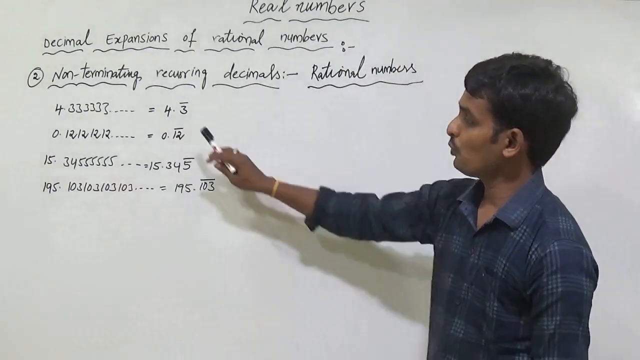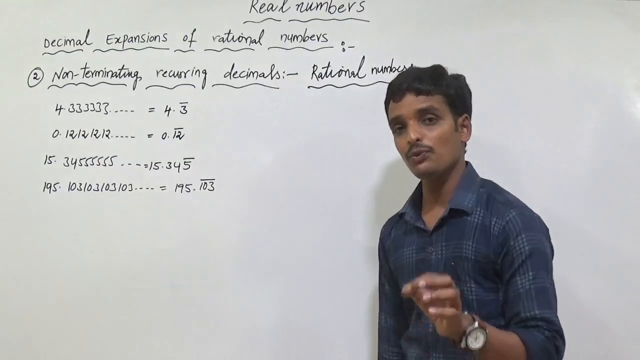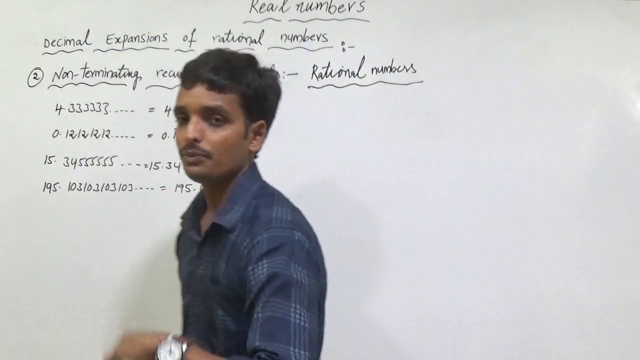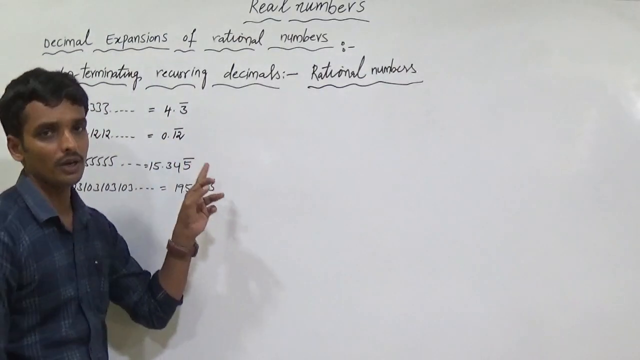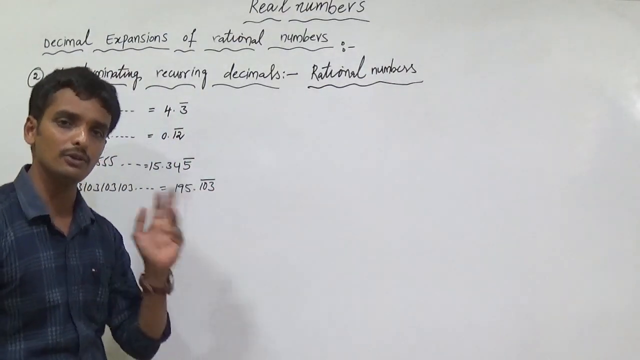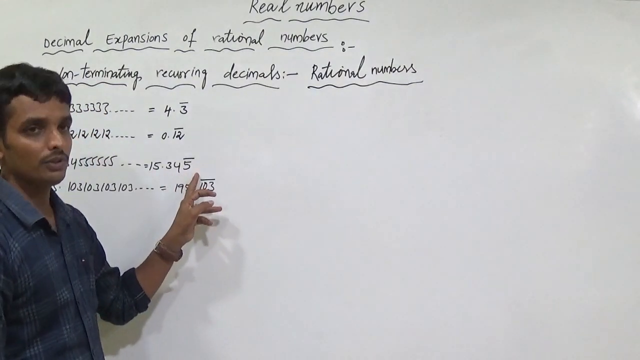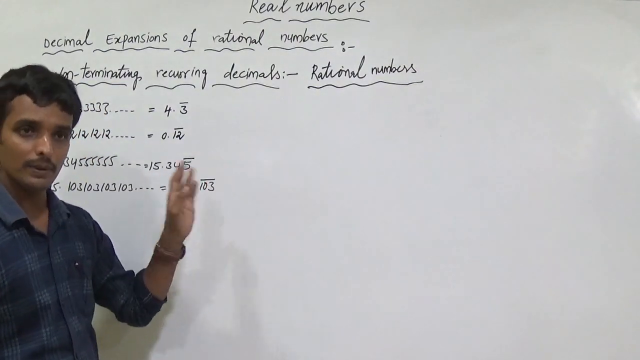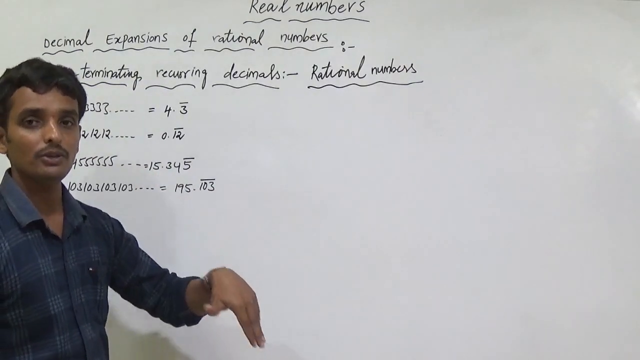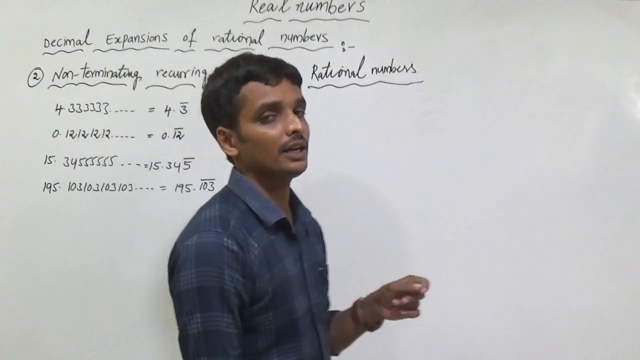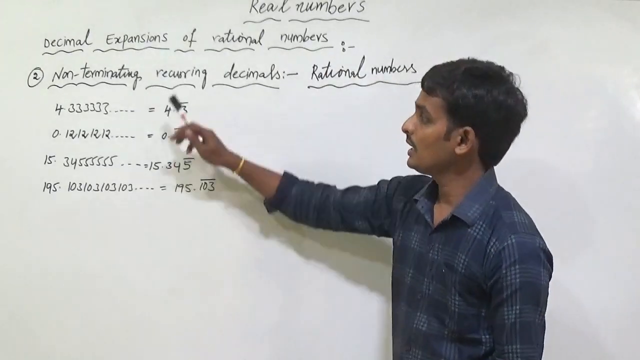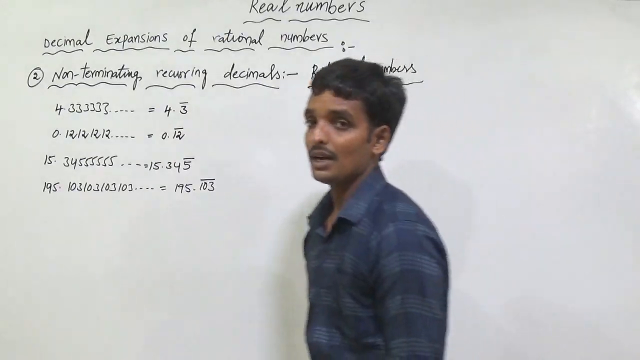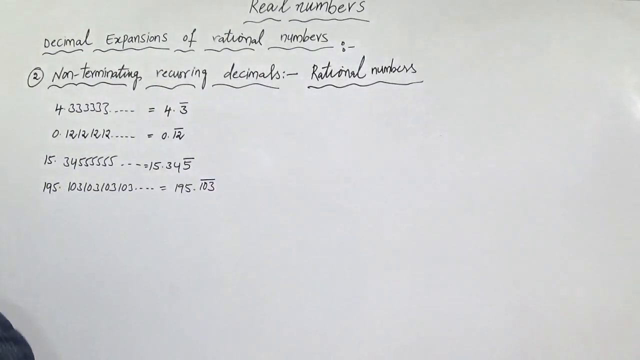That means 4.3 bar, we can represent in the form of P by Q. The same way, 0.12 bar, we can write in the form of P by Q. 15.34345 bar, we can represent this number also in the form of P by Q. So non-terminating recurring decimals we can express in the form of P by Q. That's why non-terminating recurring decimals are rational numbers.